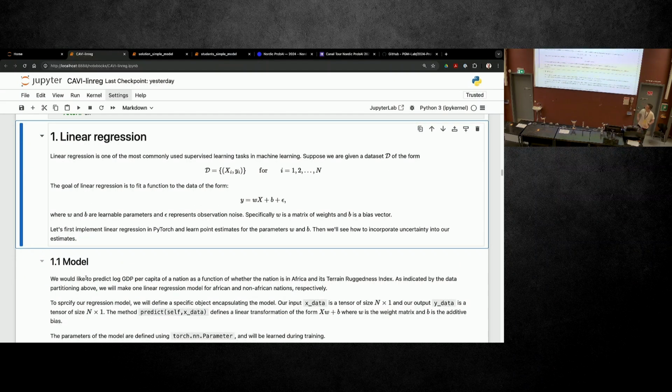For comparison, we are also going to do standard linear regression.